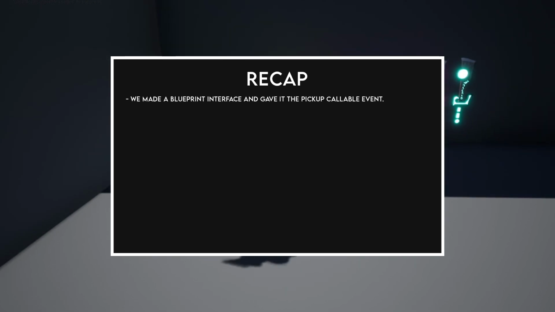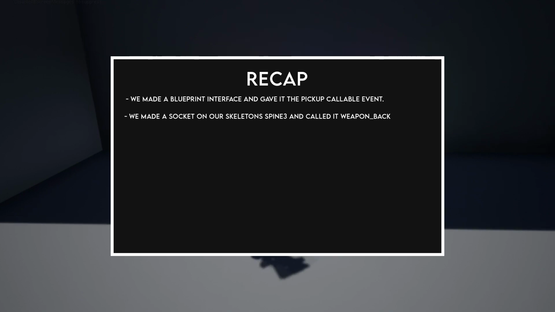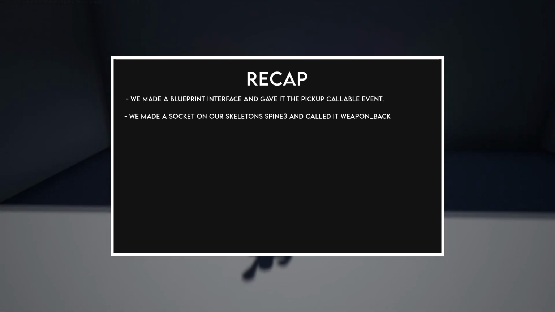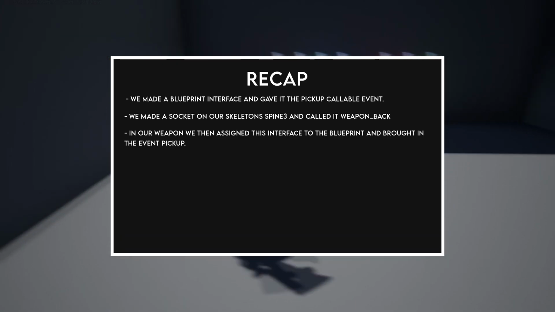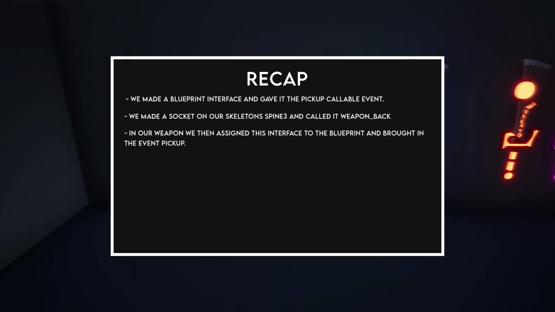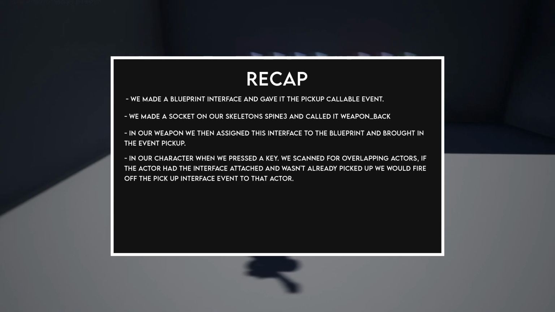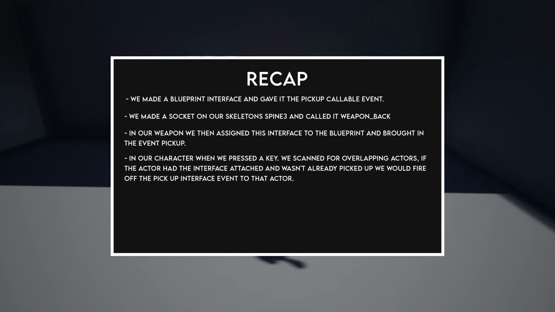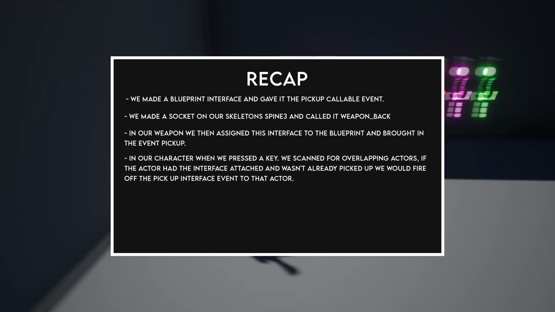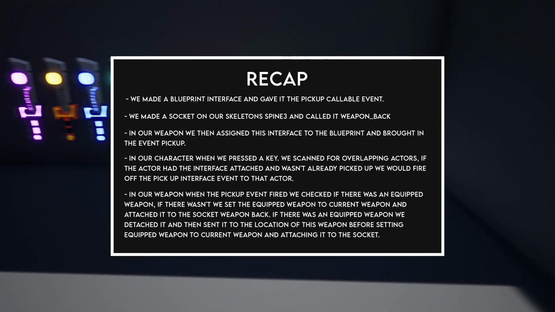We made a blueprint interface and gave it the pickup callable event. We made a socket on our skeleton under spine 3 and called it weapon back. In our weapon, we then assigned this interface to the blueprint and brought in the event pickup. In our character, when we pressed the key, we scanned for overlapping actors. If the actor had the interface attached and wasn't already picked up, we would fire off the pickup interface event to that actor. In our weapon, when the pickup event fired, we checked if there was an equipped weapon.